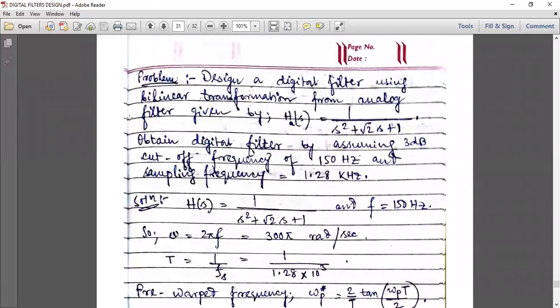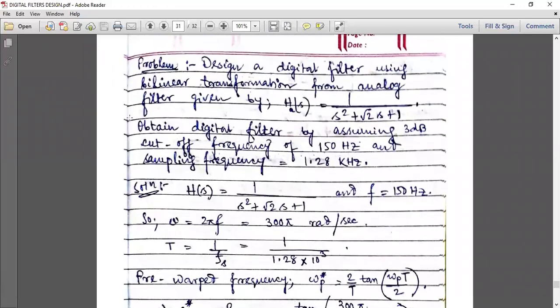Now come to the next problem using bilinear transformation. Design a digital filter using bilinear transformation from the analog filter given by Ha(s) equal to 1 by s square plus root 2 s plus 1. The question is to obtain the digital filter by assuming 3 decibel cutoff frequency of 150 Hz and sampling frequency 1.28 kilohertz. Clear? Okay. Now cutoff frequency is 150 Hz.